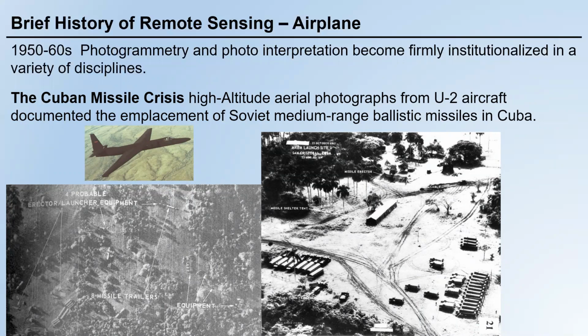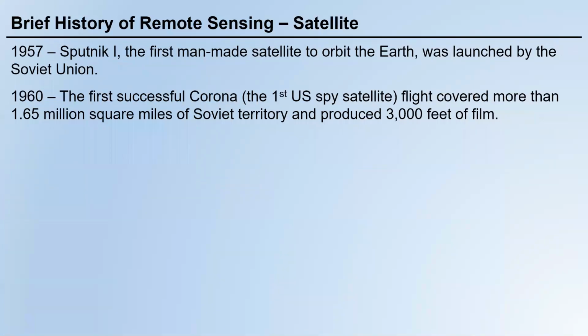So remote sensing can be applied in civil areas or in military areas. But today you can imagine that nothing can escape from all those sensors from the sky, especially when we're talking about military applications. Okay. And in 1957, Sputnik 1, the first man-made satellite to orbit the Earth, was launched by the Soviet Union. And naturally, we have a new platform for remote sensors, which is the satellite, right?